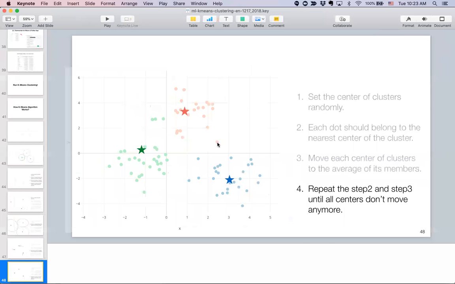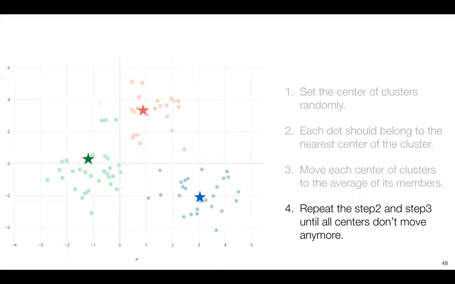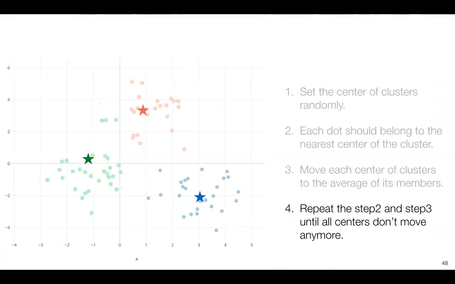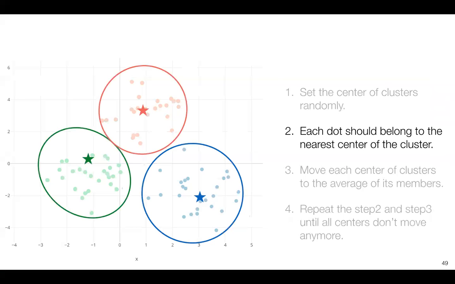So I'm going to just use the mouse right here. This dot, just focus on this one. And now, is it still closer to the red star, or is it now closer to the blue star? Because the blue star moved, right? So therefore, maybe that red dot I was talking about might now be closer to the blue. So the reshuffle happens because the center moves.